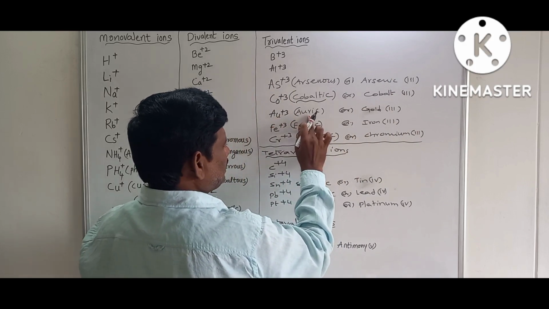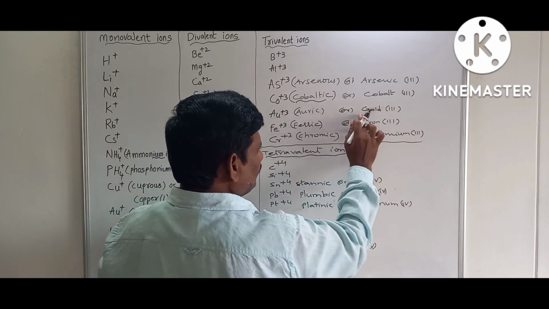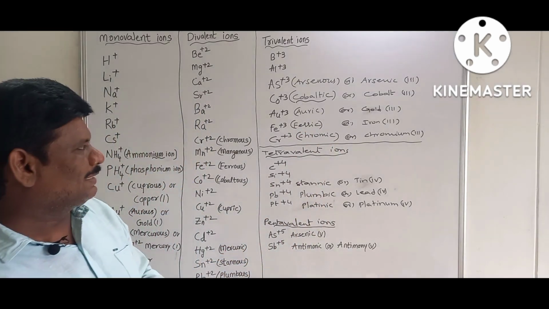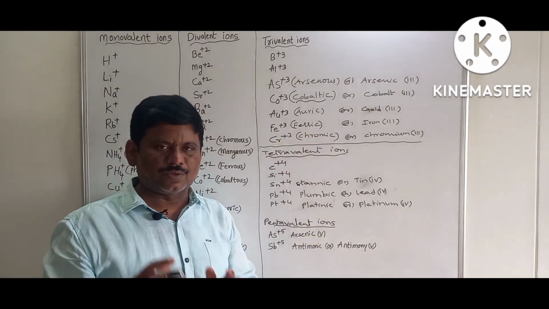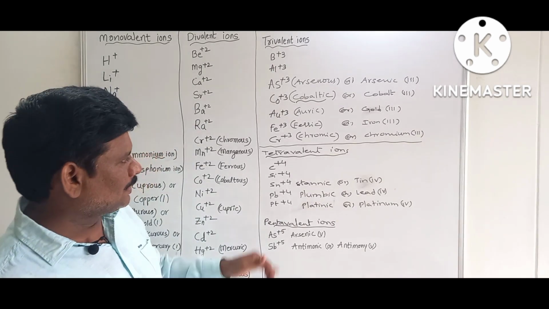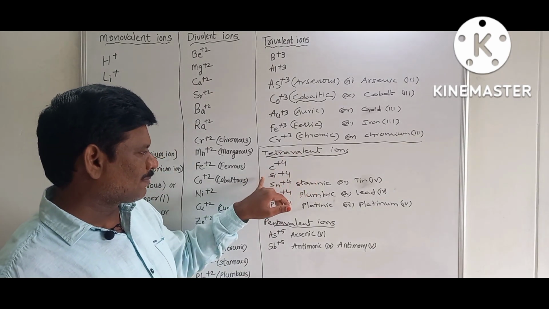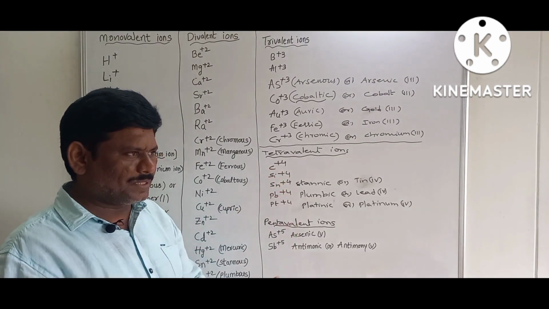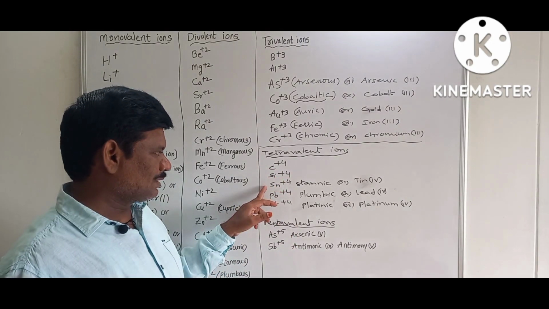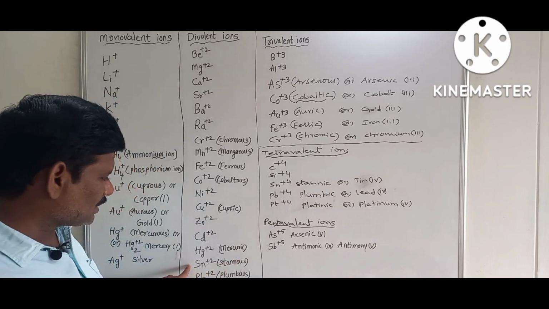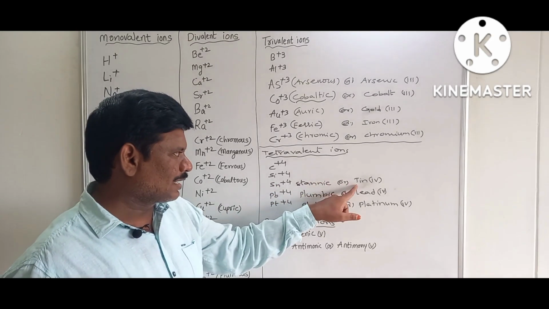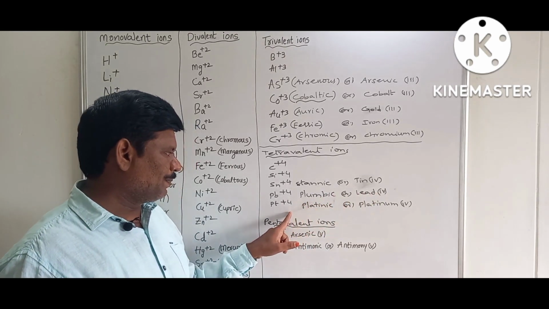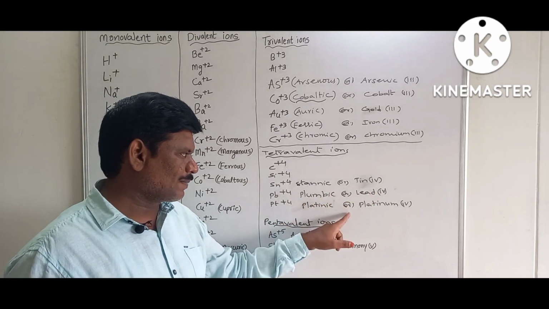Next one, Au plus 3 name is auric or another name gold 3. Fe plus 3, ferric or iron 3. Next one, Cr plus 3, chromic or chromium 3. Next one, tetravalent ions, carbon, silicon, both are same as usual. Carbon name and silicon name is name of the element. Next one, Sn plus 4, already Sn plus 2 stannous, Sn plus 4 stannic or tin 4, Pb plus 4, plumbic or lead 4, Pt plus 4, platinic or platinum 4.